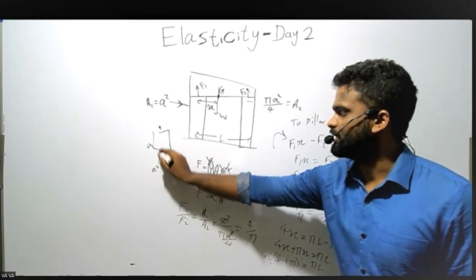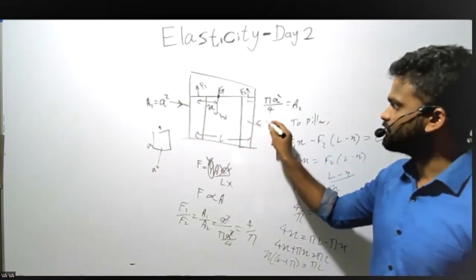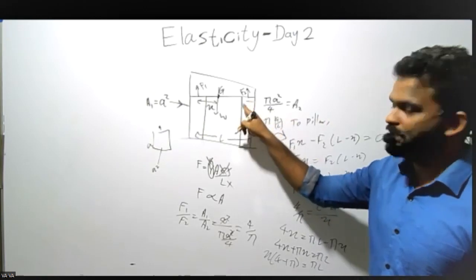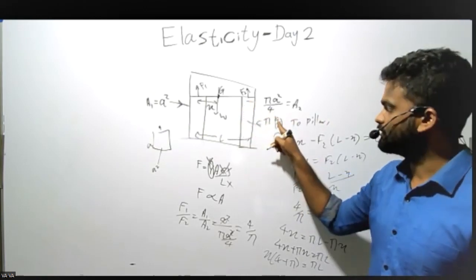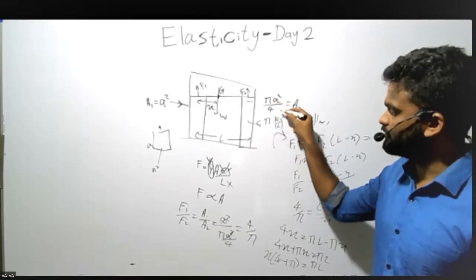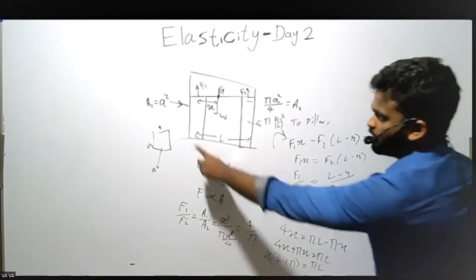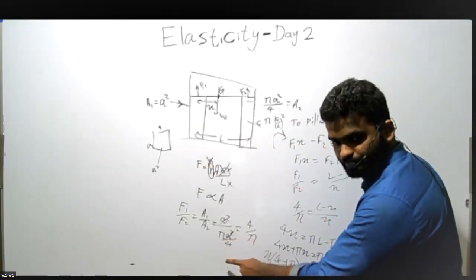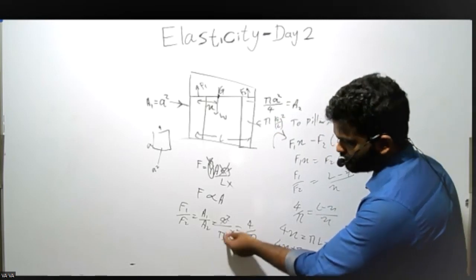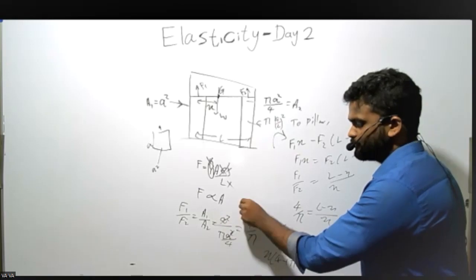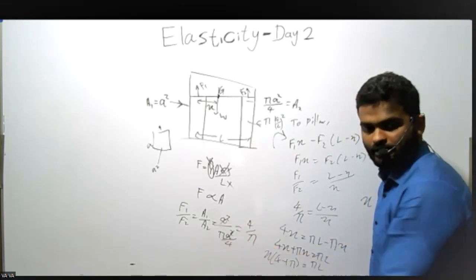Area is a squared, a times a. For a circular cross section, they say that a is the diameter, so the radius should be a over 2. So this becomes 5a squared over 4. So A1 here is a squared divided by 5a squared over 4. Then a squared cancels off, 4 goes to the numerator, 5 goes to the denominator.